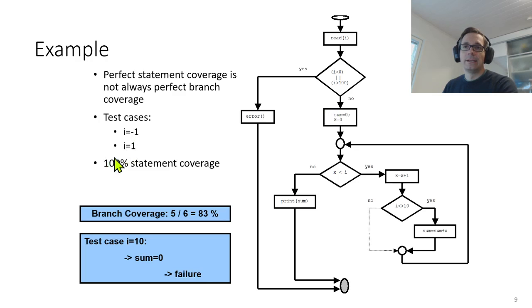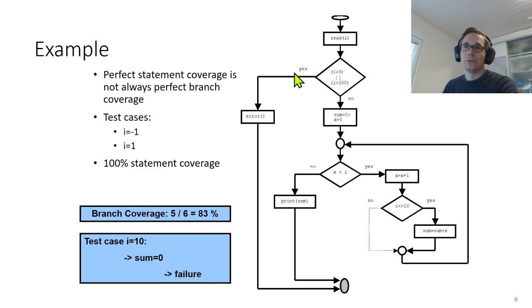Then I equals 1 goes to the no branch, goes the loop 1 time around, then in the next round the evaluation fails and the sum is printed and the program terminates. So we have 100% of statement coverage. However, branch coverage is only 5 out of 6.